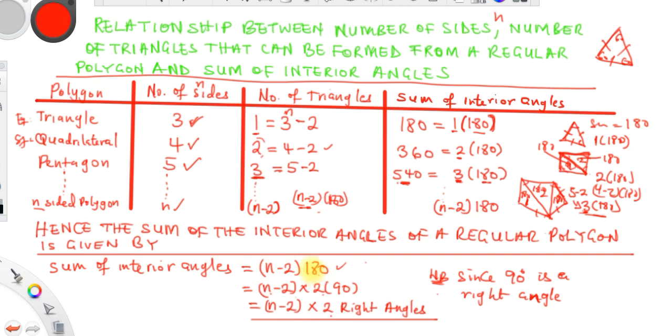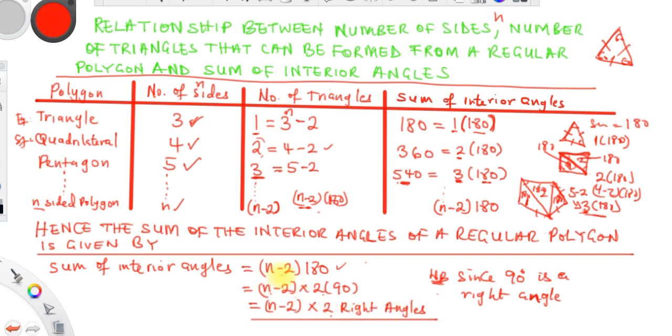Then we just multiply by what? 180, because each triangle will be 180 degrees. So if you get the number of triangles, we just multiply by 180, then we get the sum of the interior angles. And we are saying that this 180 is the same as 2 times 90. So n minus 2 times 2 times 90. And this 90 is the same as a right angle. So it's n minus 2 times 2 times a right angle.